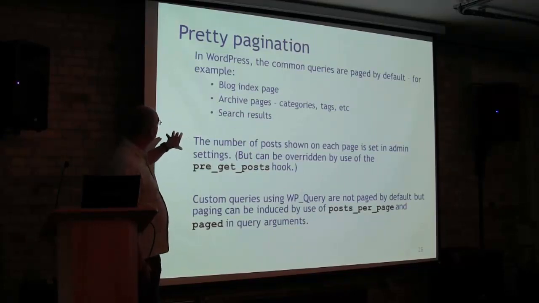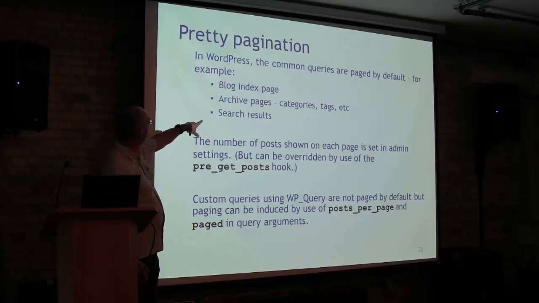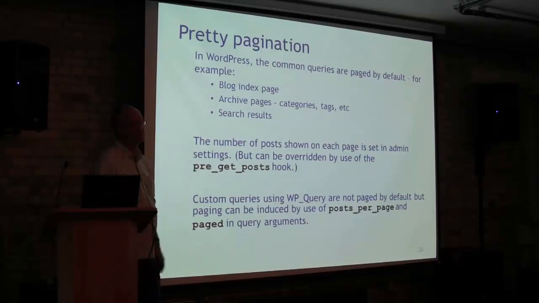I'm sure a lot of you know this anyway. Common queries like the blog page, the archive page, whatever, they're paged by default, and the number of posts is set in the admin section. Of course, you can override it by using pre_get_posts if you want to. I'm not going to talk any more about that. That's Scott's baby.